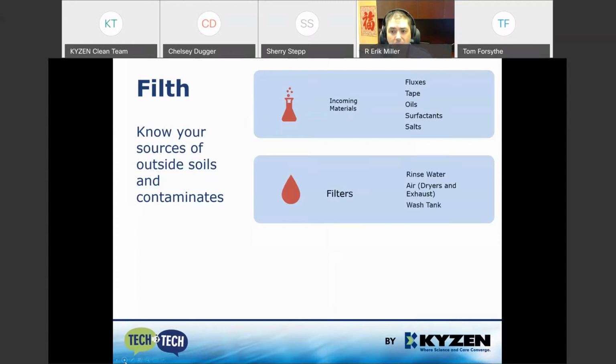The filters tend to collect those things. So there's rinse filters, there's air filters, there's wash tank filters, but the filters tend to collect these incoming raw materials and often can be a source of foaming if they're not cleaned or replaced on a regular basis. And likewise, your nozzles, whether that's a spray nozzle or an air nozzle, can get clogged or obstructed by something that's coming in from an outside source or an outside contaminant.